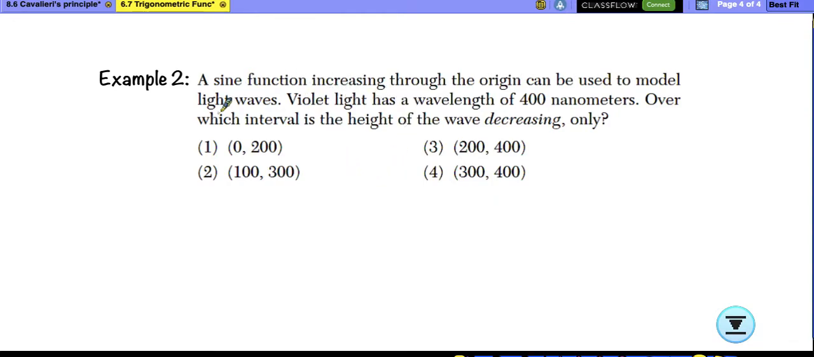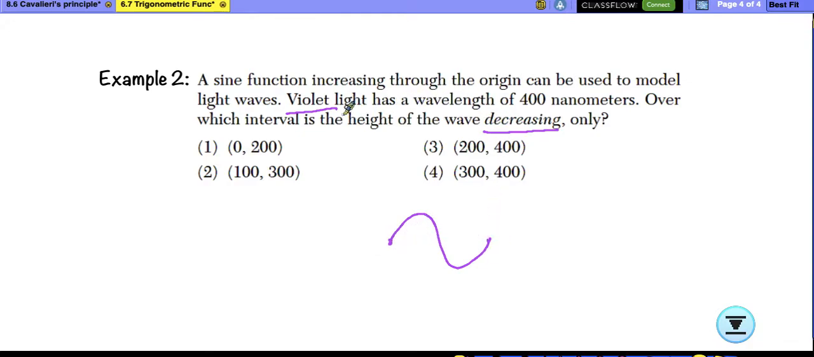Okay, so a sine function increasing through the origin can be used to model light waves. Continue to reason that this is a 400 nanometer wave, which is a wave decreasing. Okay, so we know the sine function looks like this. A lot of this idea probably is not really new to you because in physics you actually learn a lot about waves, light waves, electricity waves, a lot of things regarding that, even the first example. So for this one, we know it's a sine wave.